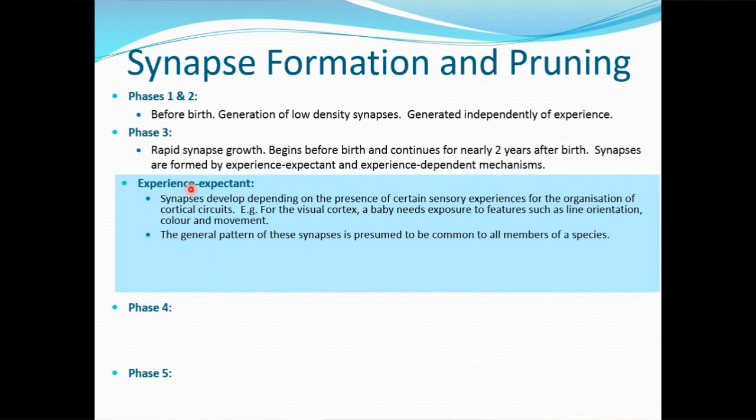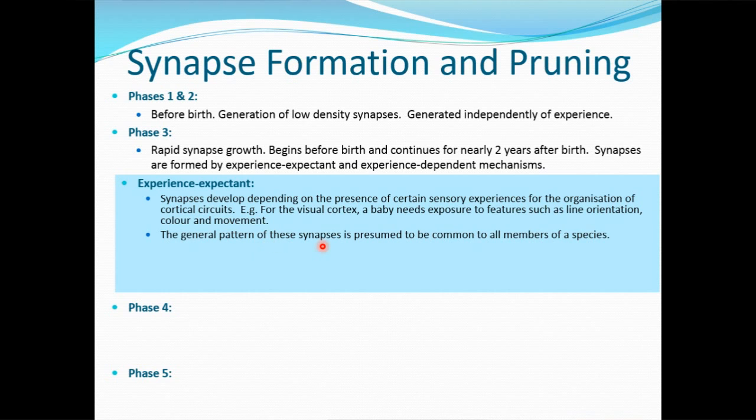Experience expectant mechanisms. The synapses develop depending on the presence of certain sensory experiences for the organization of cortical circuits. For example, for the visual cortex, a baby needs exposure to features such as line, orientation, color, and movement. So what it's saying is that the brain is expecting to have certain experiences. If it doesn't have those experiences, the child is impaired. So you're expecting a baby will be exposed to color, form, lines, and that's not just in the visual areas. From an auditory point of view, they'll be exposed to language, music, other sounds.